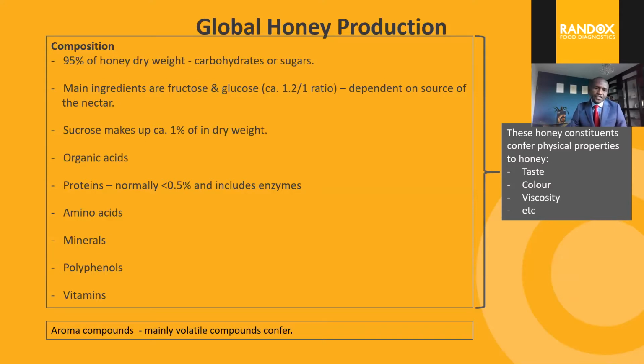In addition, you have organic acids, and there are proteins in there. Normally this is less than 0.5% and includes also the enzymes. This is another characteristic of honey composition. You also have minerals, some polyphenols, and most importantly, some vitamins as well. In addition, you have aromatic compounds in honey, and these usually confer the aroma of the honey, how the honey smells.